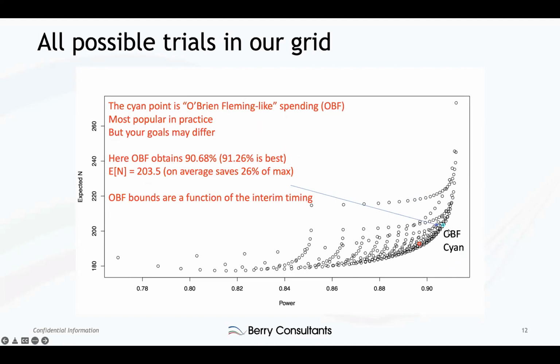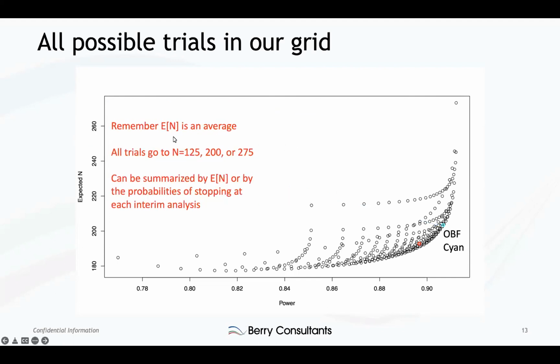This cyan point here, just for comparison, the power is 90.68%. 91.26 was the highest we could get. So we're really close, but our expected sample size is 203. So on average, we're saving 26% of that maximum. And this is pretty typical for a group sequential to save 20, 30, maybe a little bit more percent of the sample size. Keep in mind that expected N is an average.